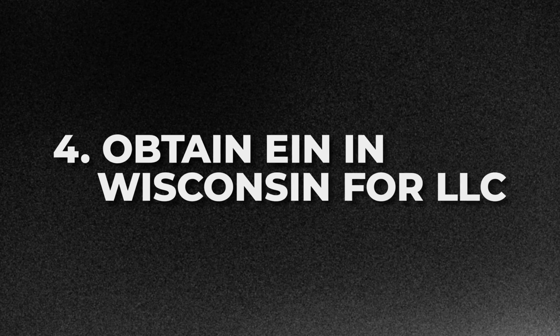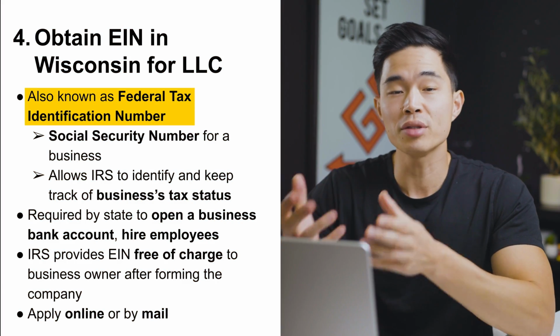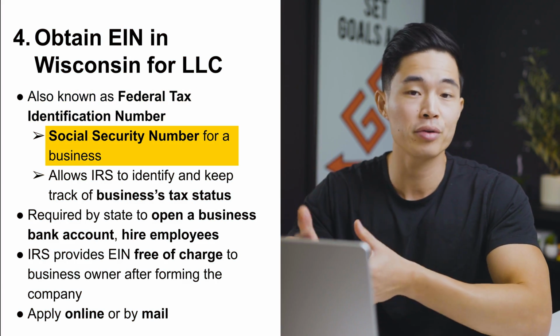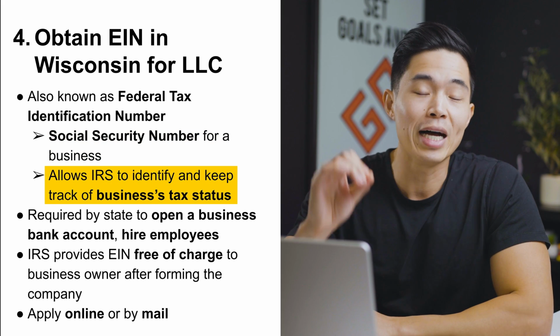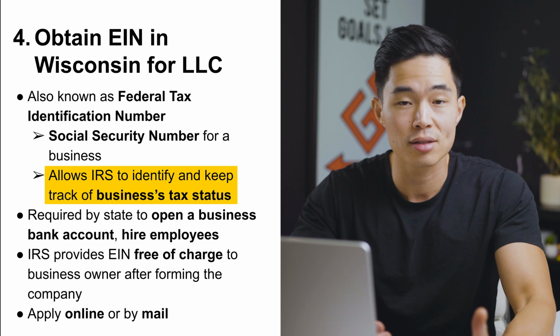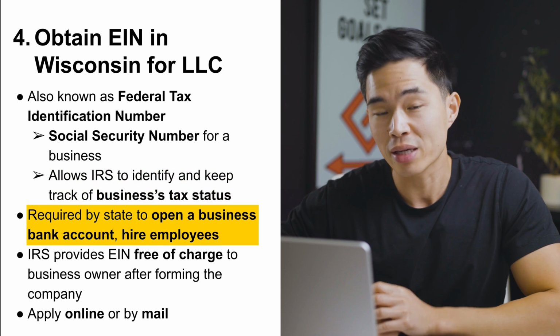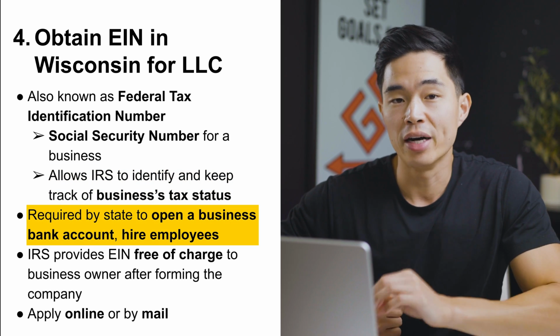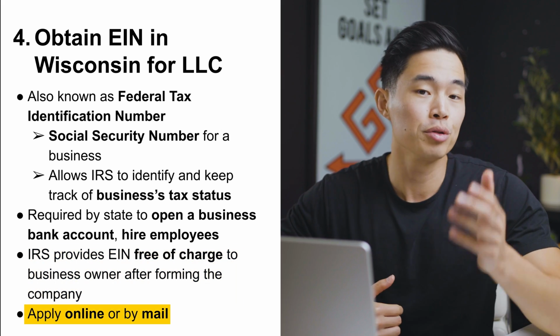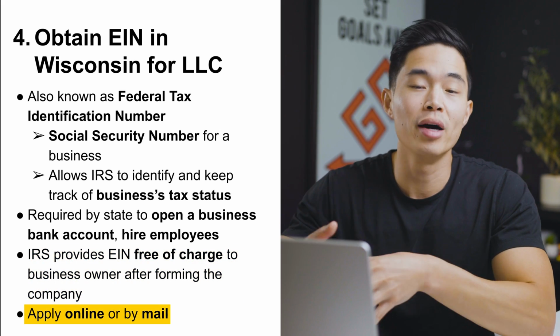Step 4 is to obtain your EIN. This is also known as your federal tax identification number. You can sort of think of it as like a social security number for your business. What this does is it allows the IRS to identify and keep track of your business's tax status. It's also required to open up a business bank account, hire employees, as well as file your taxes. So the EIN can be provided free of charge. It's pretty simple to do, and you can apply for it online or by mail.